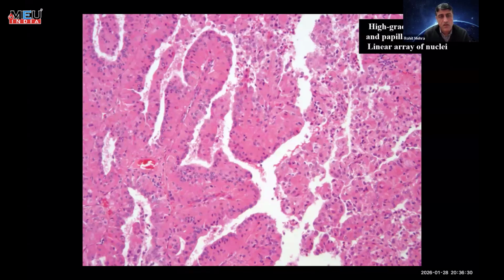This is the most classic look for TFEB amplified renal cell carcinoma, where renal tumors have high-grade eosinophilic and papillary features like seen in this image. And we can also see this nuclear array, or linear array of nuclei, which is pushed away from the basement membrane. We do not know why these nuclei are pushed away from the basement membrane in these tumors, but that is another topic hopefully our residents and fellows and trainees can pick up and work on.